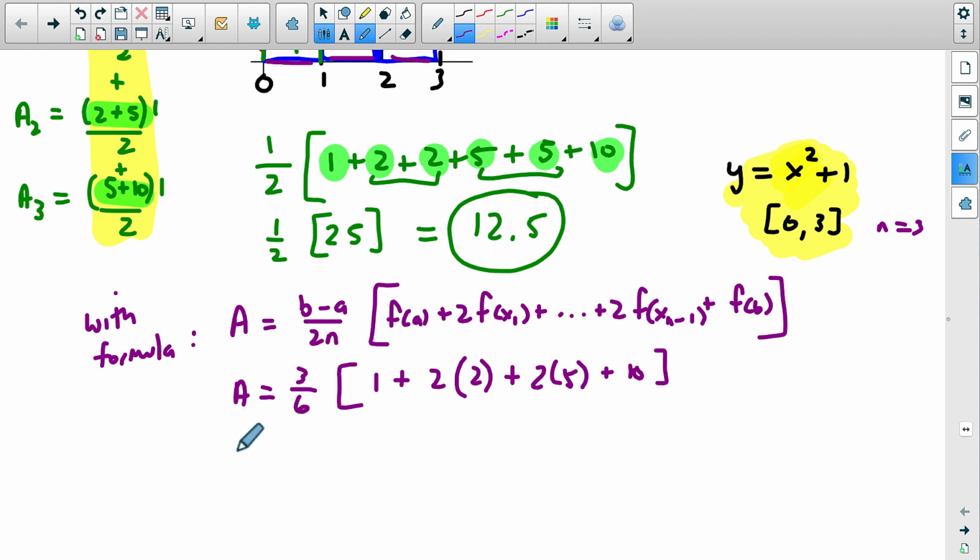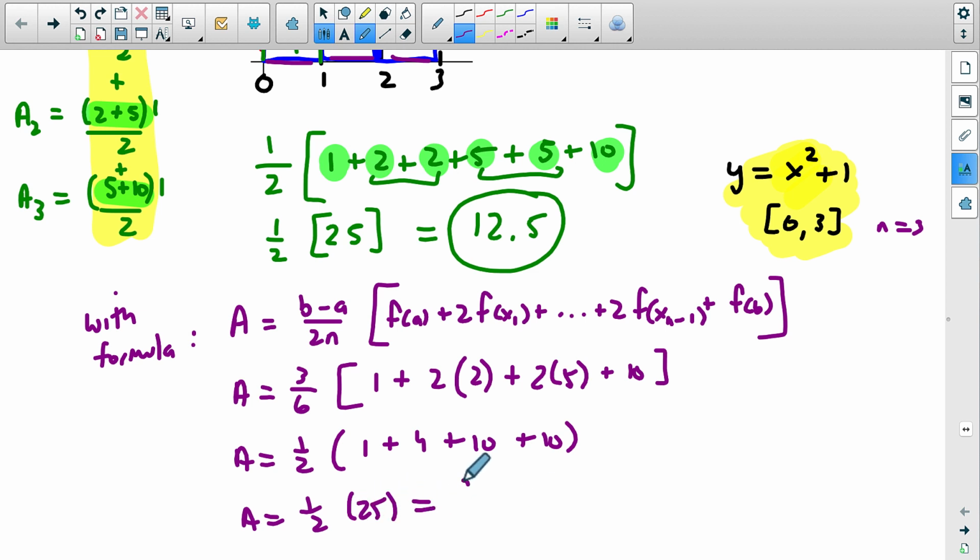And we just have to simplify this. So A equals 3 over 6, which is the same as 1/2, times 1 plus 4 plus 2 times 5 is 10 plus 10. So A equals 1/2 times 5, 15, 25. Hey, what do you know? We got exactly the same answer. 25 over 2 or 12.5. Either one you want to write is totally fine. We got exactly the same answer. So that's how it works. You don't actually need to draw the trapezoids if you use the formula.